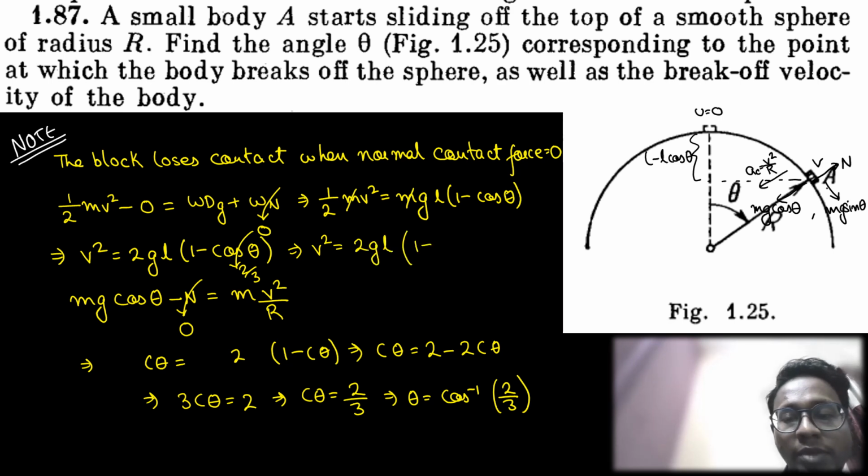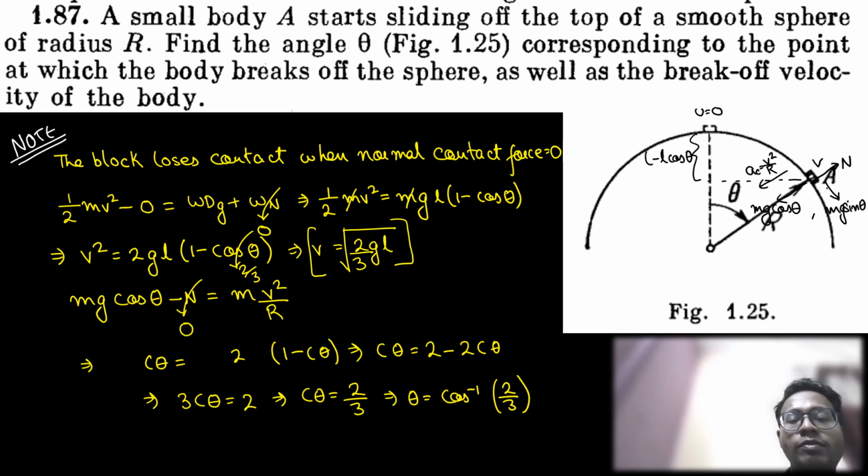1 minus 2 by 3 is nothing but 1 by 3. Or v square is equal to 2 by 3 gL, or v is equal to under root of 2 by 3 gL. So that is the final answer. So velocity is equal to under root of 2 by 3 g into L, where L is equal to r out here. The value of L is equal to the value of r.